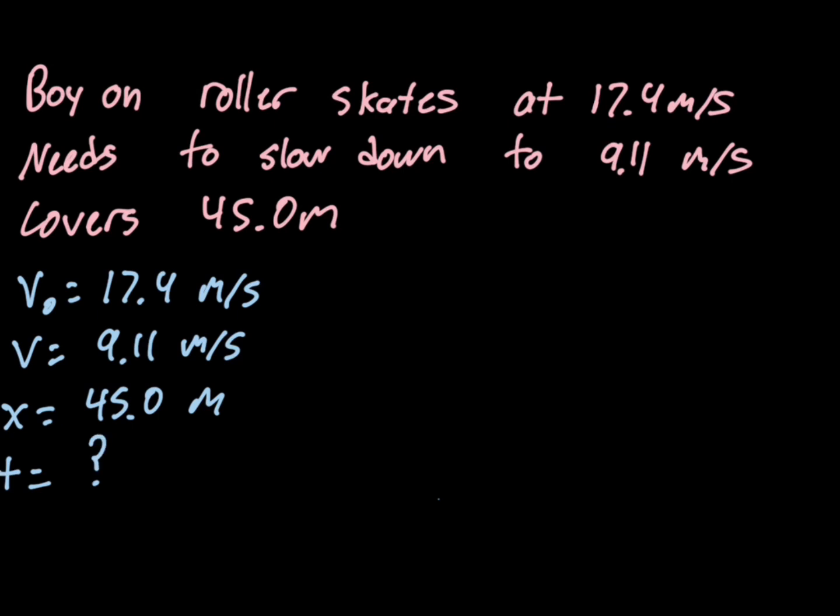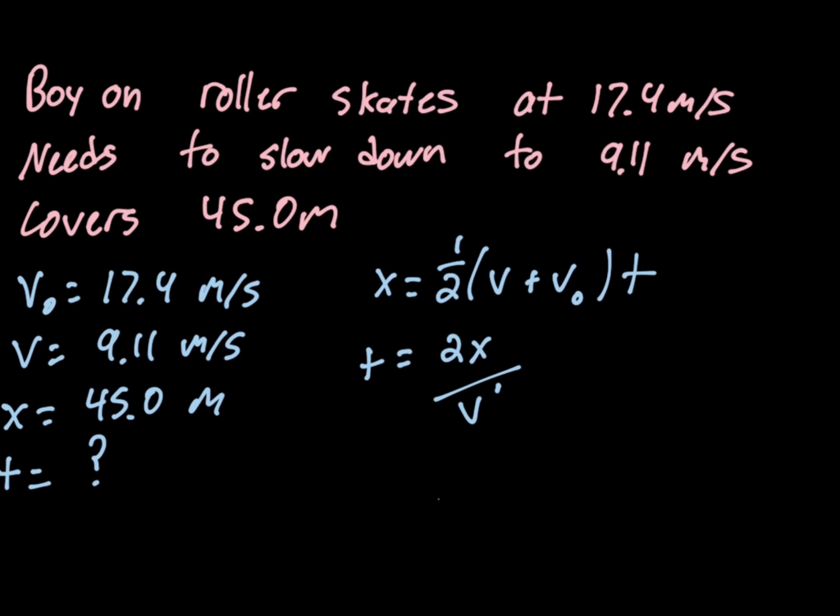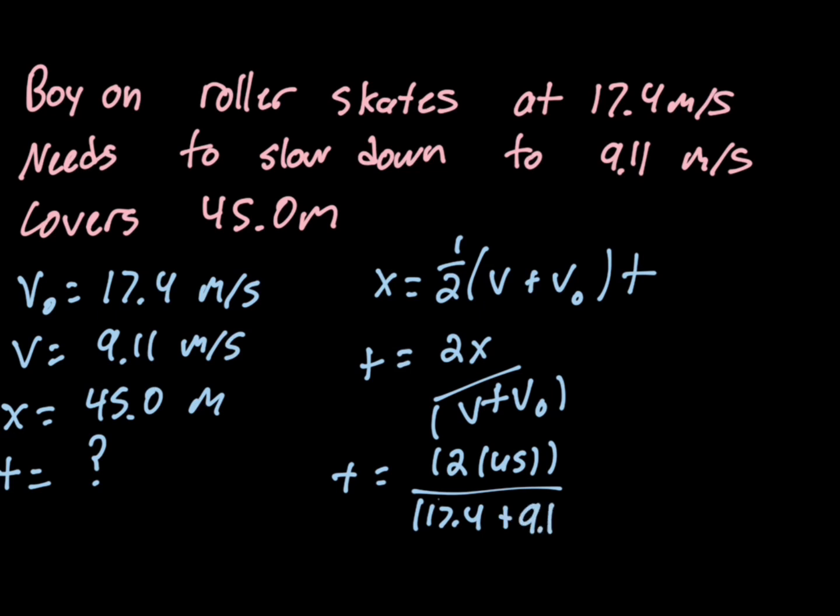All right? So now we can figure out what equation to use. And in this case, we will use x, our displacement, is equal to 1/2 (v plus v naught) t. All right? Because in this equation, we have to choose one where we know what we have. And we have v, we have v naught, and we have x, but we don't have t. All right? So let's rearrange and solve for t. We get that t is equal to 2x divided by (v plus v naught). All right? And so let's plug in. t is equal to 2 times 45 over 17.4 plus 9.11. All right? And so we solve this, and we get that t is equal to 3.39 seconds.